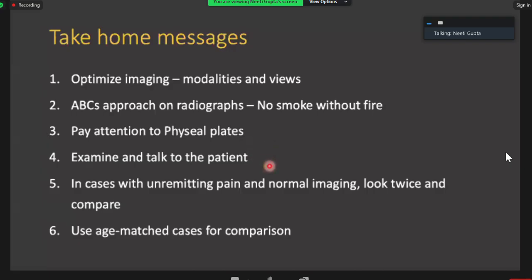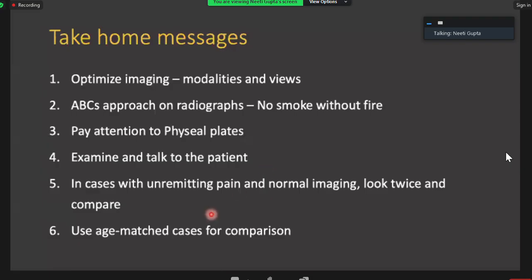Examine and talk to the patient. Most of the times you will get your answer there. Talk to the patient, examine the patient yourself, and go out of your reporting room and talk to the patient. They will point to the site of pain. Come back, have a look at the images, maybe go for a corroborative ultrasound or a focused study as required. And most of the times you will get your answer and the cause of pain.